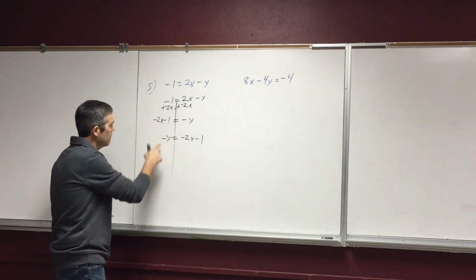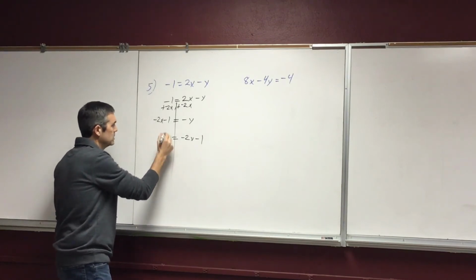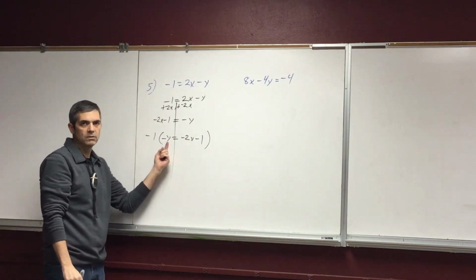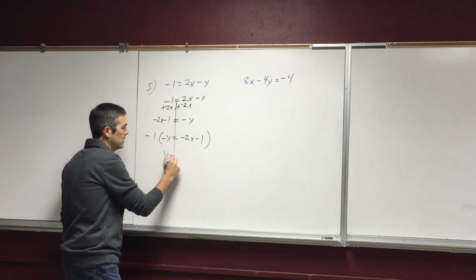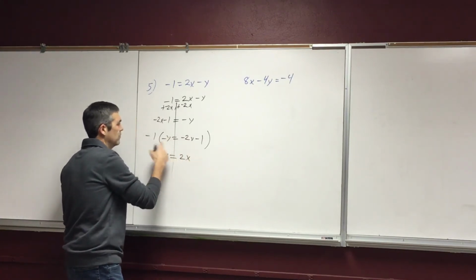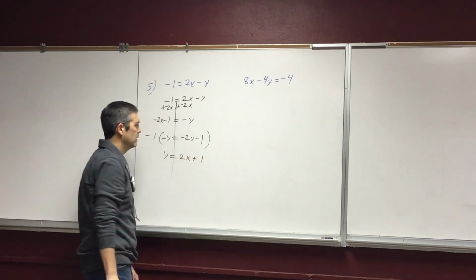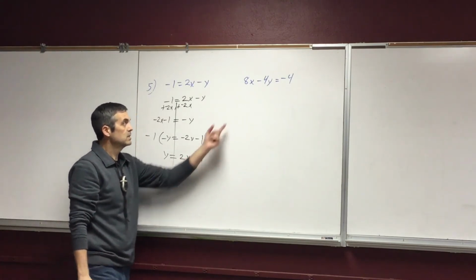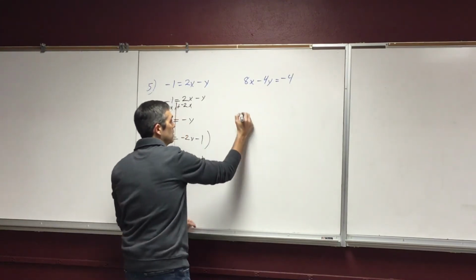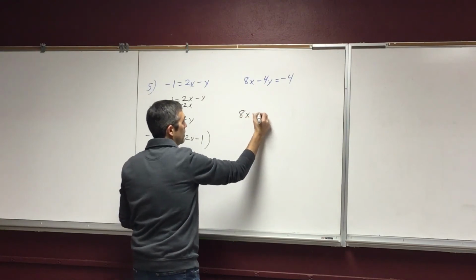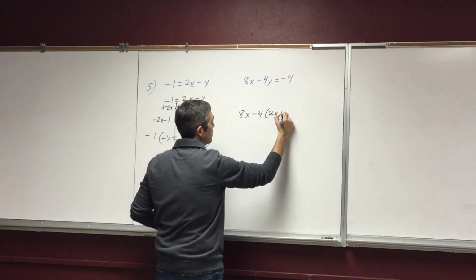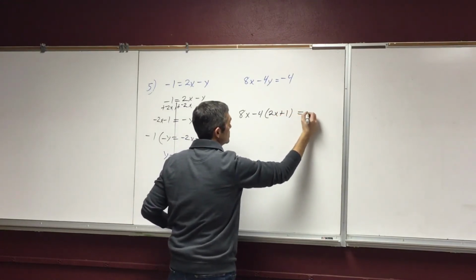Now, I got the opposite, so I'm going to multiply everything on both sides by negative 1 so that this is a positive y. So this becomes y equals, negative 1 times negative 2x becomes 2x, and negative 1 times negative 1 becomes plus 1. Now I'm going to take this and substitute back in, so this will go right in here. So 8x minus 4 parentheses 2x plus 1 equals negative 4.